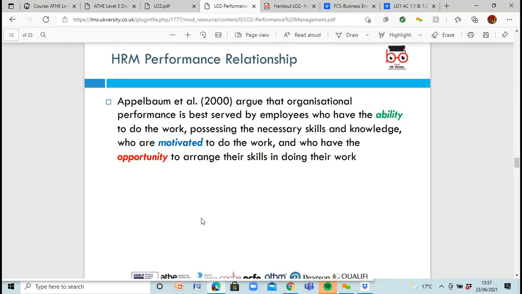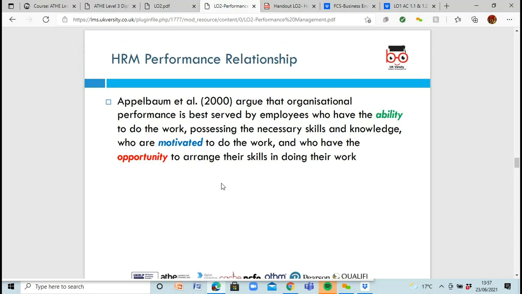Then you've got human resources management, so the HRM performance relationship. Somebody called Appelbaum in 2000 argued that organizational performance is best served by employees who have the ability to do the work, who have the necessary skills and knowledge, and who are actually motivated to do the work, so that they get the opportunity to apply their skills. So he's saying that to reach your goals as an organization, as a business, you need people who are capable of working, who are motivated and are actually happy about the opportunities they are being given.